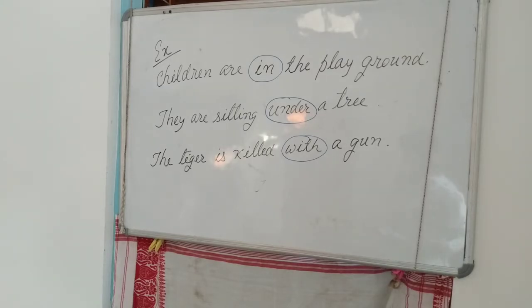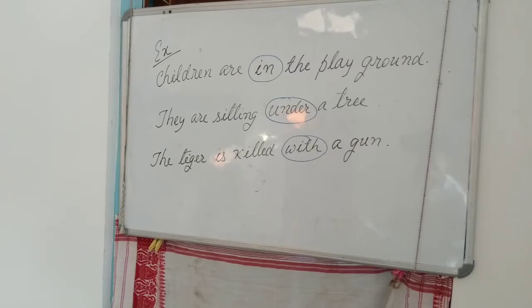So the preposition in establishes that relation between children and playground. Similarly, they are sitting under a tree. The preposition under establishes a relation between they, maybe the boys or the children, and another noun, that is tree. So under is a preposition. The bird is flying over the tree. Here over is the preposition. The tiger is killed with a gun.